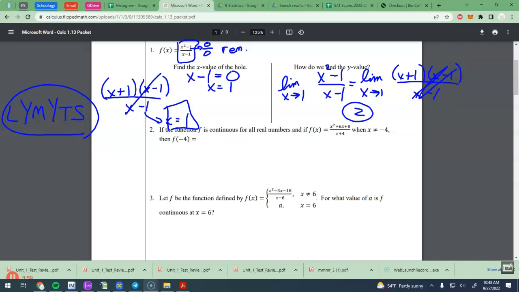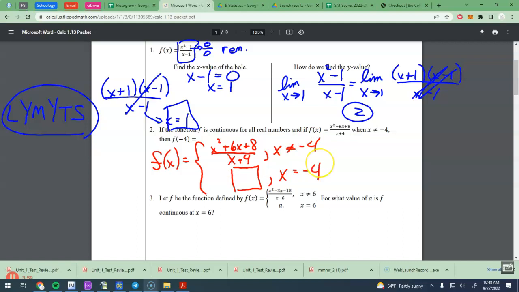Alright, let's look at 2. If the function is continuous for all real numbers, so what they're saying is there are no discontinuities here. And if this is true when x is not equal to negative 4, then negative 4 equals this. So let me show you how this would also be written. They're writing it out in words, but this is essentially the same thing as this. This is what's true when x is not equal to negative 4. And they're saying find what would go here when x does equal negative 4 to make it so the function is continuous everywhere. So there's no holes, there's no gaps, there's nothing.